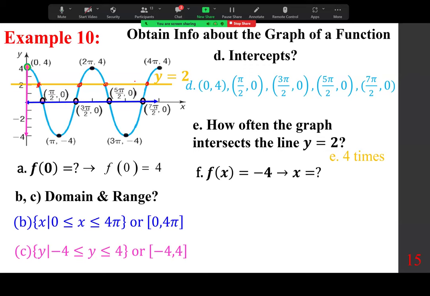f of x equals negative 4. So the y coordinate is negative 4, everybody. This point has coordinates pi, comma, negative 4. This point has coordinates 3 pi, negative 4. So there are two places. x is either pi or 3 pi. This point, pi, as well as 3 pi.